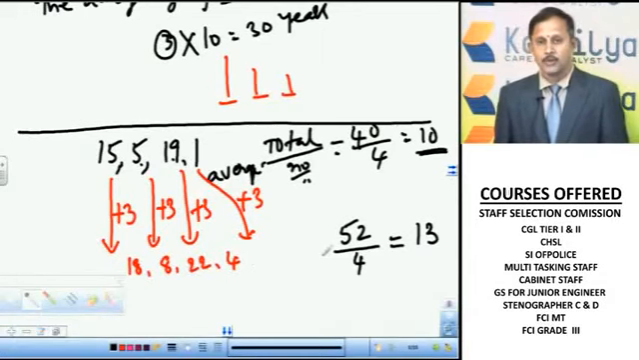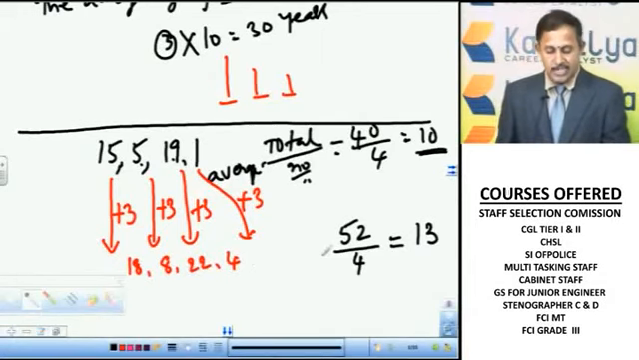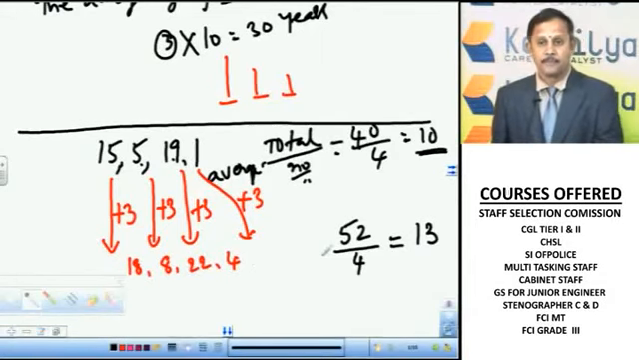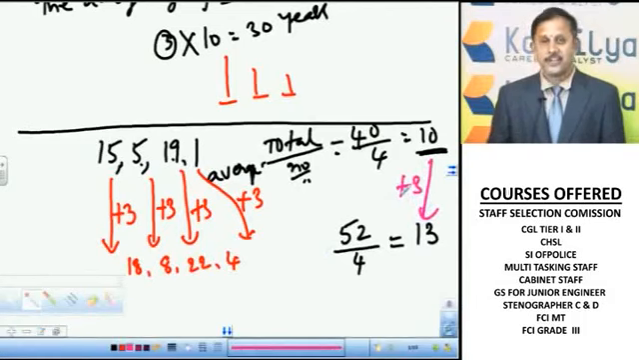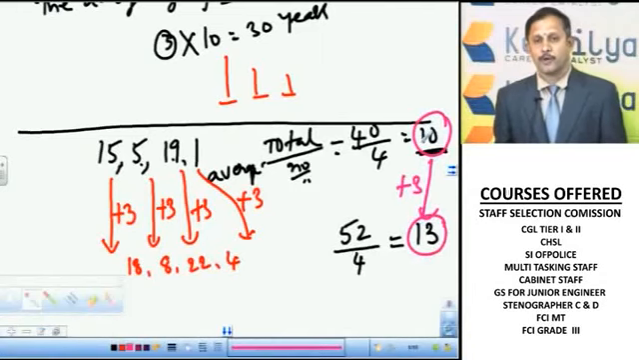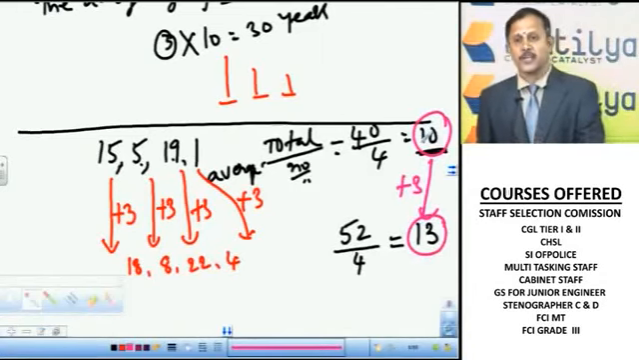13. So what you have to observe is each element is increased by 3. Then we can observe that the average also increases by the same 3. No doubt, the average changes from 10 to 13. So therefore the average also increases by the same amount.